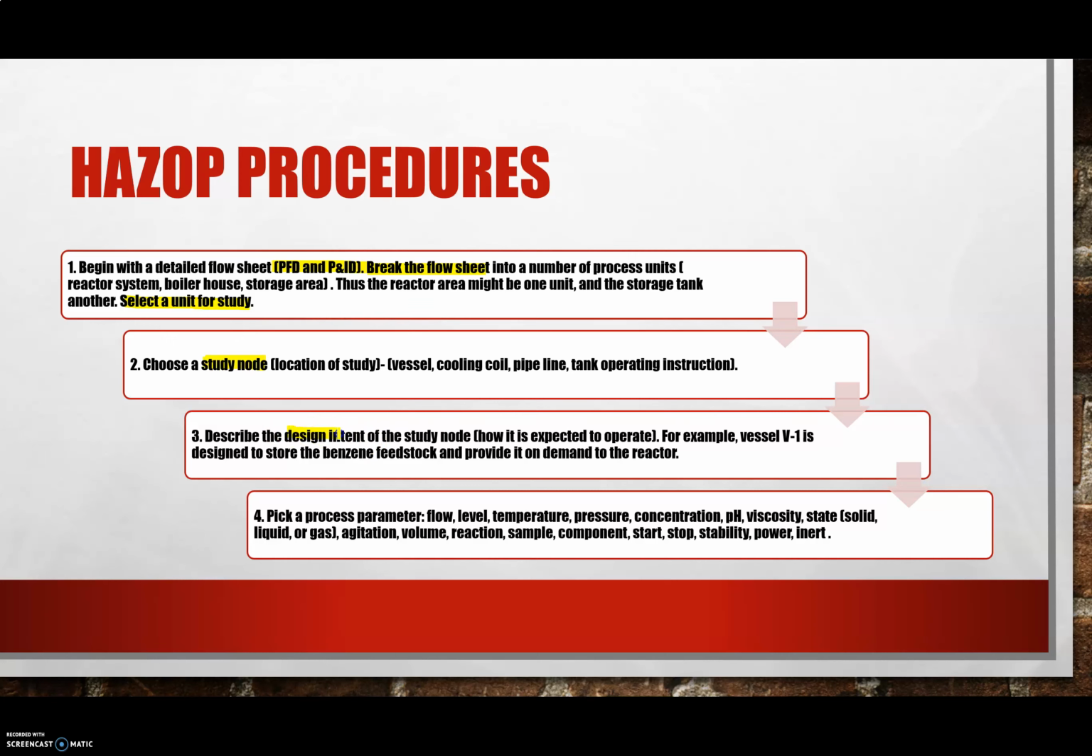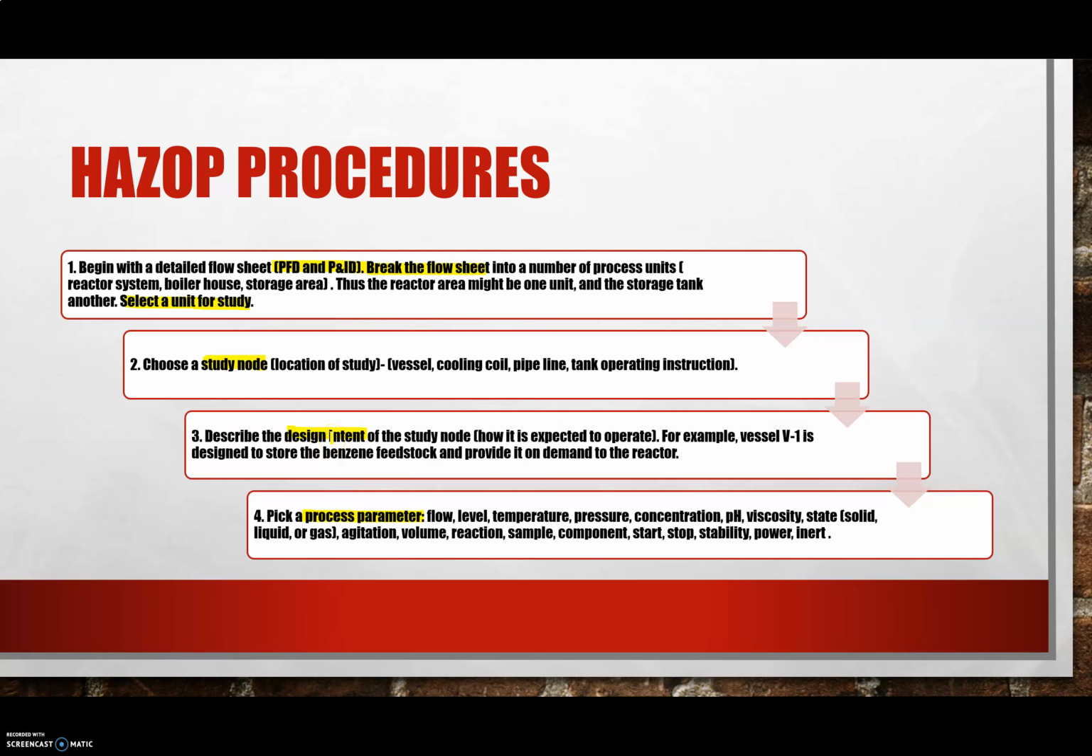So the third step is to know the design intent of your equipment. The fourth procedure is to pick up the process parameters. Basically, process parameters are already fixed for your equipment, such as flow, level, temperature, pressure, and so on. You have a list of process parameters in this node, such as volume, reaction, sample, component. All of these are process parameters. That is why you need to know your design intent.